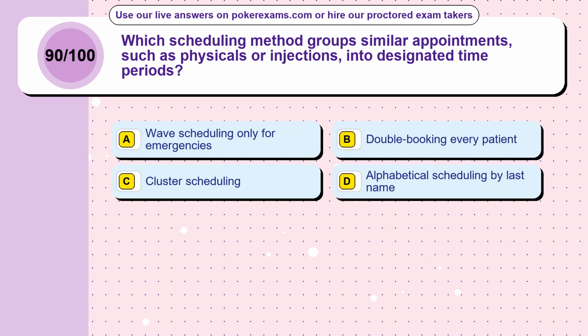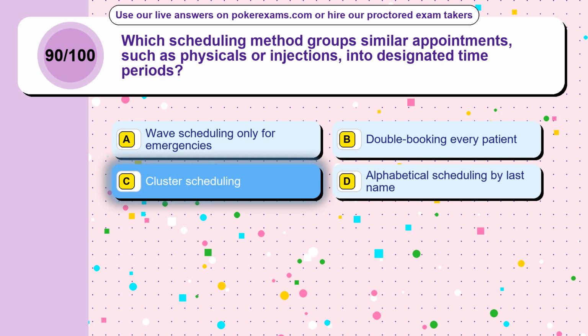Question 90. Which scheduling method groups similar appointments, such as physicals or injections, into designated time periods? Option A. Wave scheduling only for emergencies. Option B. Double booking every patient. Option C. Cluster scheduling. Option D. Alphabetical scheduling by last name. The correct answer is option C.